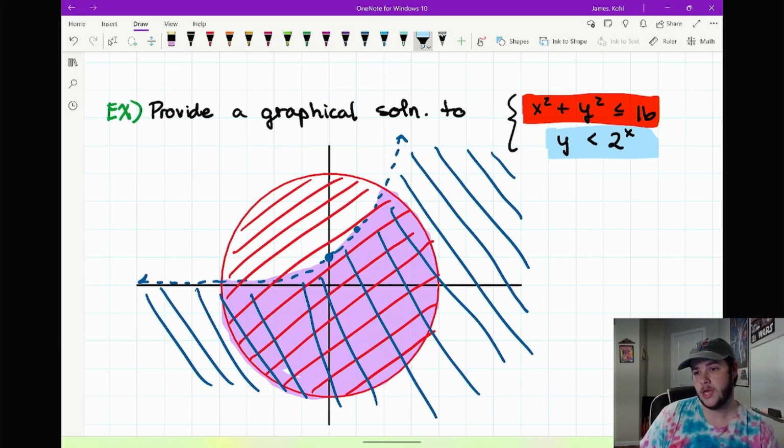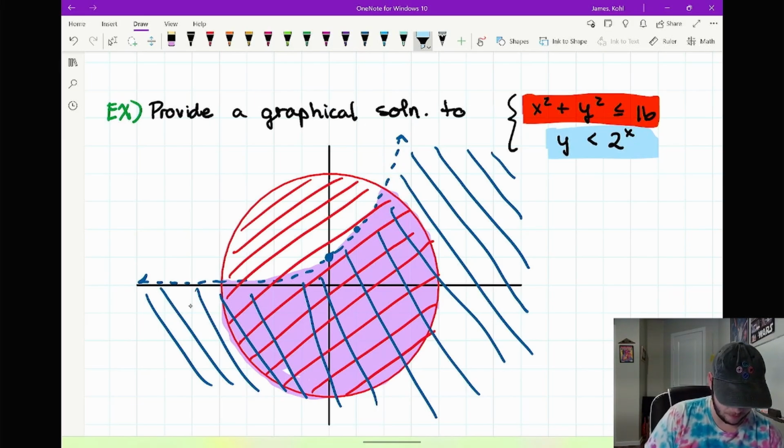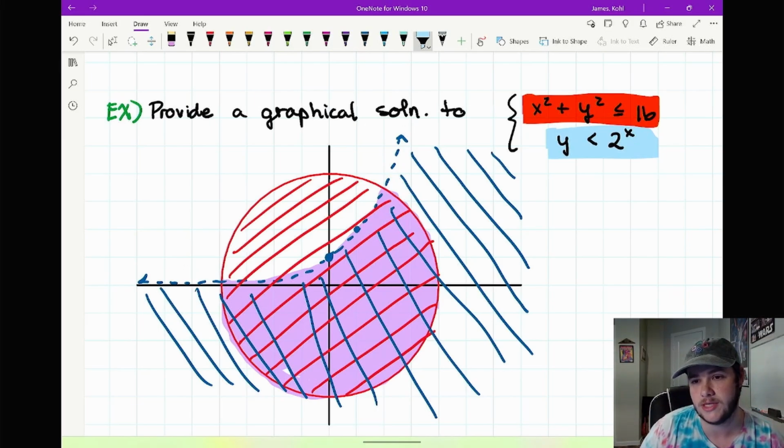That's one region. The other region is graphed with this blue line here. This is the exponential function y equals 2 to the x. But everything below this line, not including the line, is part of the solution. So the shaded region in purple here is going to be the part of the circle that lies below the blue line.